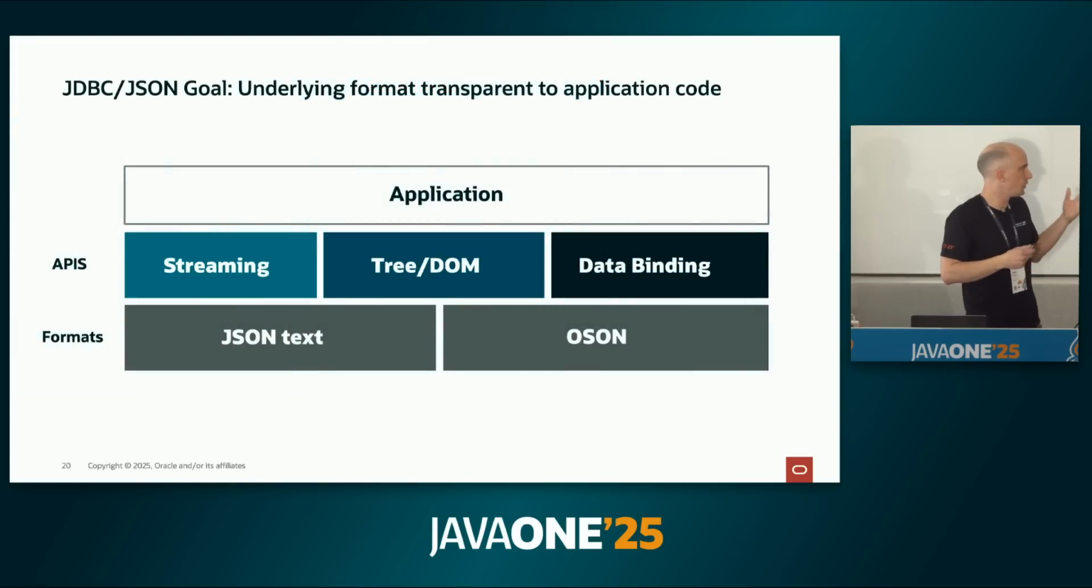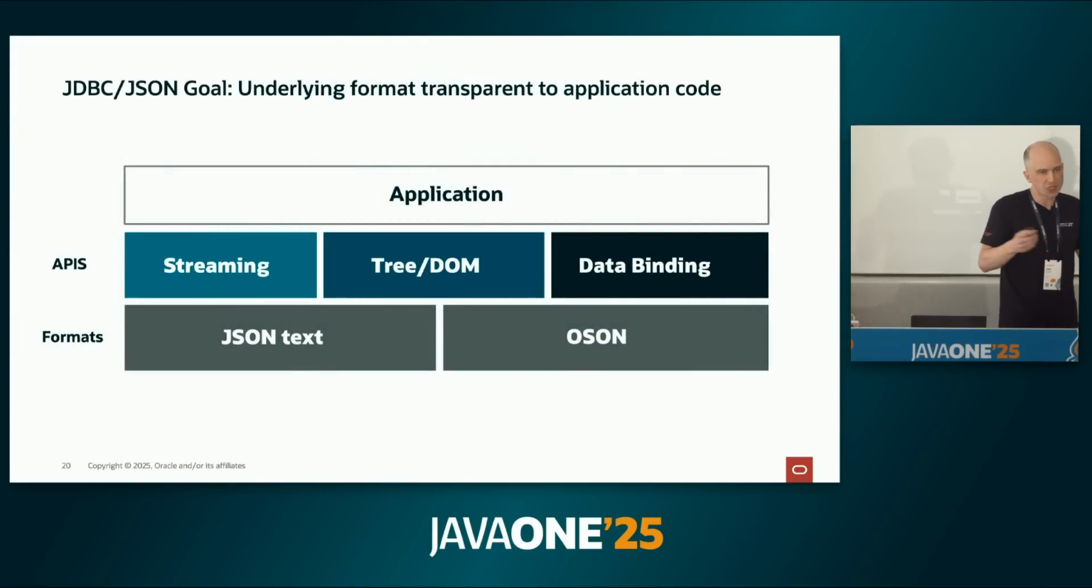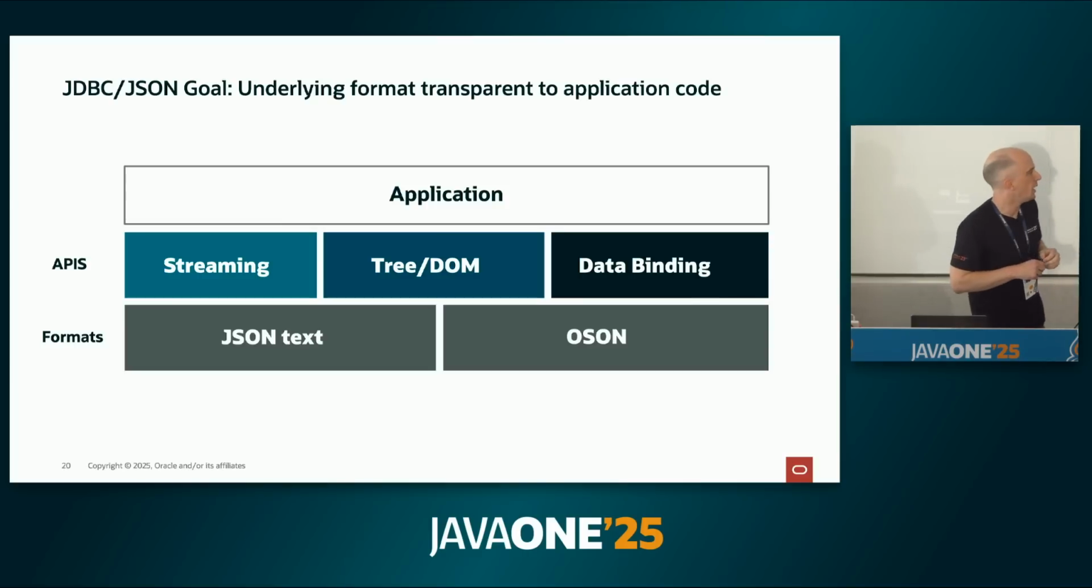So what we're doing with these APIs is we're not trying to change them or make different ones, but we're trying to enable you to, instead of using JSON text underneath them, use OSON instead. And what that gives you is better performance and this richer type system when you persist it.